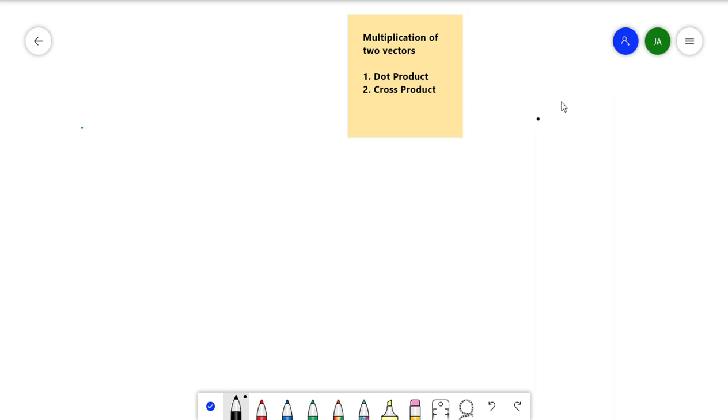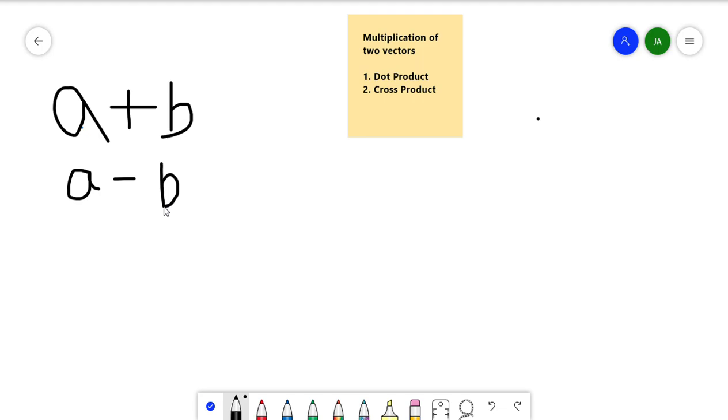In our previous lessons, we learned about vectors, what vectors are. We learned about operations of vectors. We found that vectors can be added. So if I have two vectors A and B, I can add these two vectors together. Then we also found out that we can subtract one vector from another. So I can have A minus B.